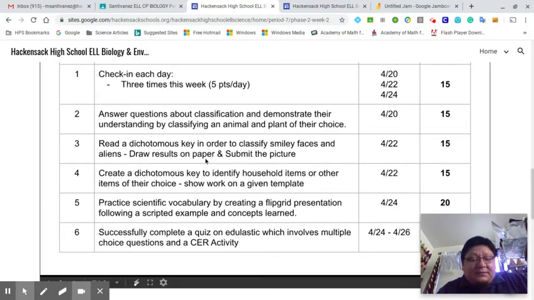All right, but today you have two things. You're going to be practicing how to use dichotomous keys, something we use to classify living things. In this case, we're not classifying living things because it's practice. We'll be classifying some objects, some aliens, smiley faces. Once again, it's just practice. And at the end, for homework, you will be creating your own dichotomous key using household items, shoes, different pens, maybe.